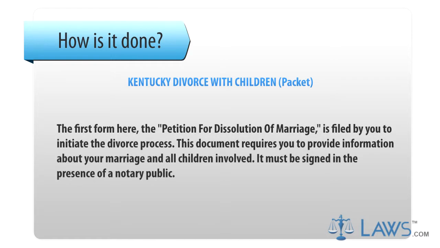Step 1. The first form here, the petition for dissolution of marriage, is filed by you to initiate the divorce process. This document requires you to provide information about your marriage and all children involved. It must be signed in the presence of a notary public.